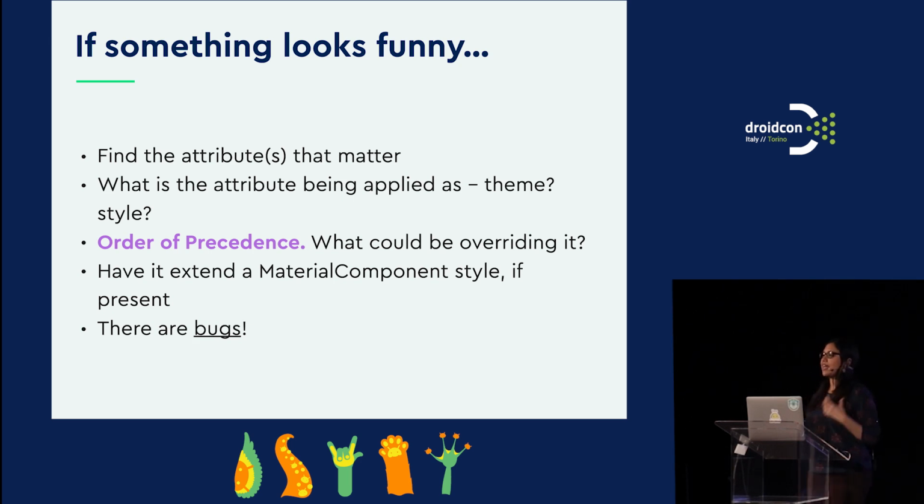Figure out what kind of attribute it is. Is it a theme attribute? Is it a style attribute? You can have an attribute in a theme and a style that style the same thing, right? So get all the attributes, figure out what type they are, figure out the order of precedence. So ask yourself, what could possibly be overriding this? As you saw in the view hierarchy, if you set something and it's not working, something could be overriding it above.